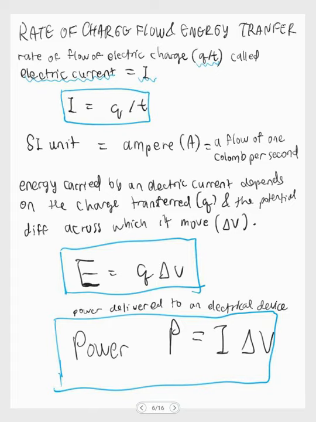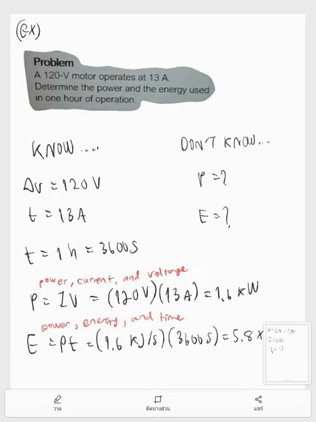The rate of flow of electric charge, Q over T, is called the electric current, which is represented by I. So there's a new formula: I is equal to Q over T. The SI unit for this is the ampere, a flow of 1 coulomb per second. The energy carried by the electric current depends on the charge transferred, Q, and the potential difference across its move, delta V. And here's the concluding formula. In this case, power means the power delivered to an electrical device.